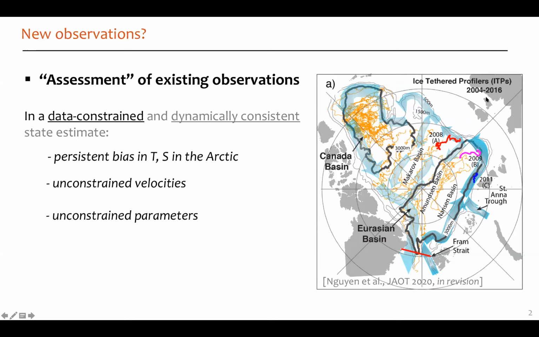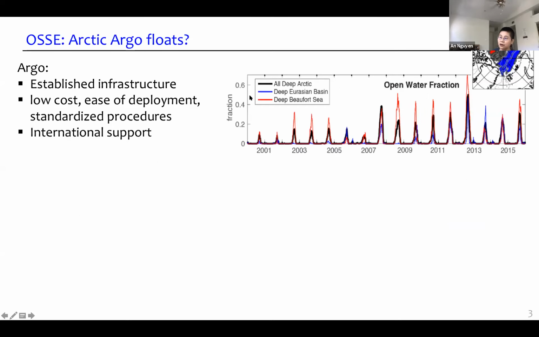And when we think of ocean circulation, we naturally think of Argo floats because we know that by design they drift with the ocean current. And on top of that, Argo has a very well-established infrastructure. It's low cost and easy to deploy. It has standardized procedures for data quality management and distribution, and it has international support.